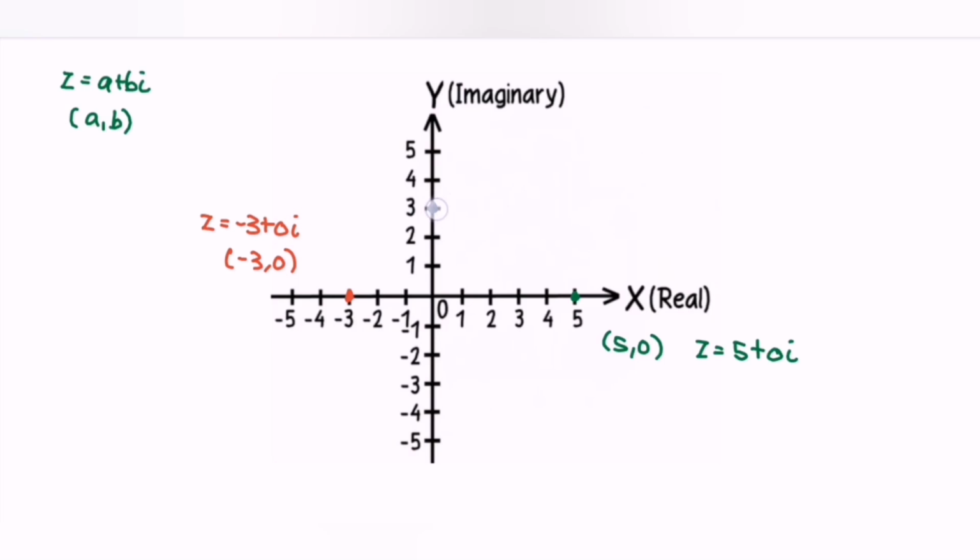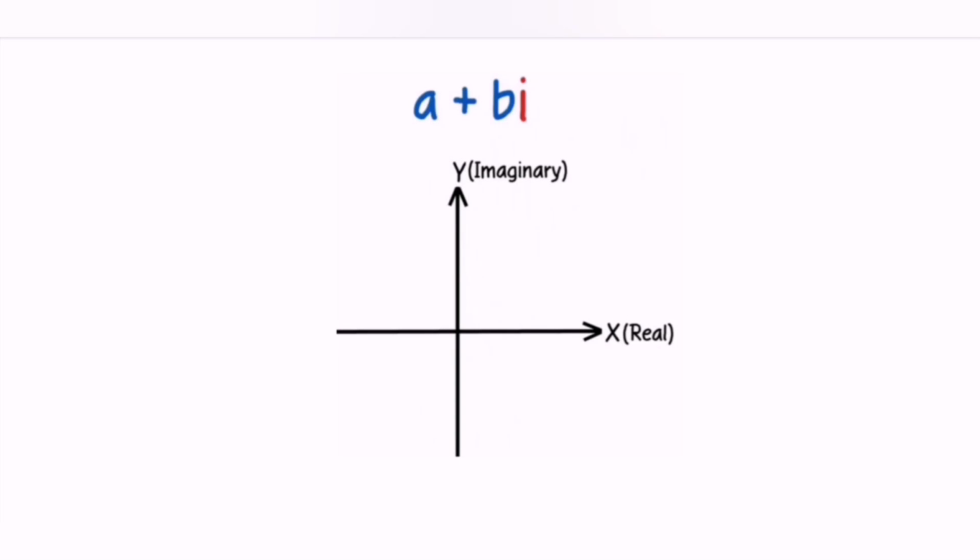What is the point here on the y-axis? Every point on the y-axis will only have the imaginary part. So for this point, we have the coordinate (0, 3), or we can express z equals 0 plus 3i. Every point on the x-axis corresponds to a complex number of the form z equals a, the real part, plus 0i. And every point on the y-axis corresponds to a complex number of the form z equals 0 plus bi. So now you have learned how to plot or represent a complex number z equals a plus bi on the Argand plane.